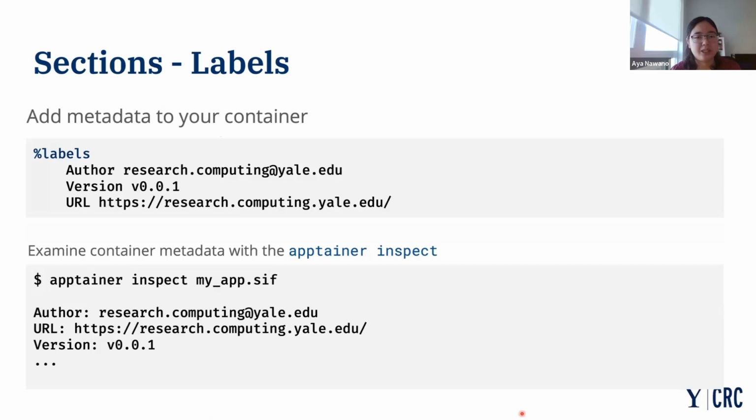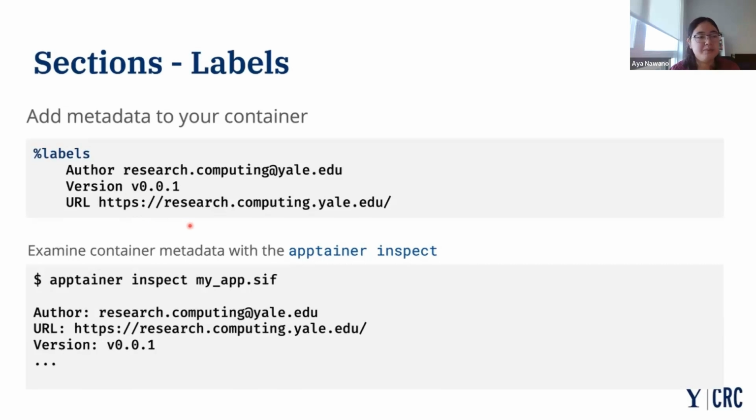The labels section is used to add metadata to your container. So this is an example of the labels section. Please note the labels are key value pairs. So in this example, author is research.computing@yale.edu, version is v0.0.1, and then URL is set to be the YCRC website.